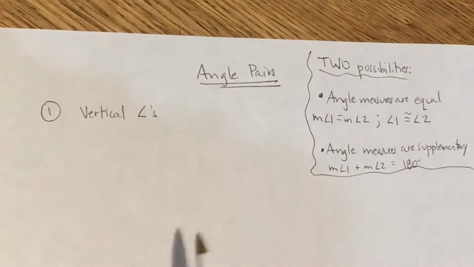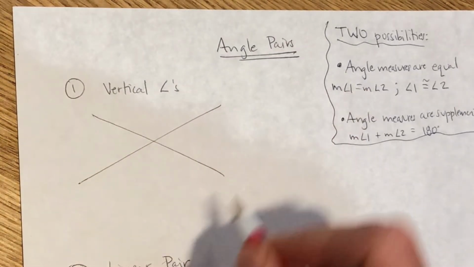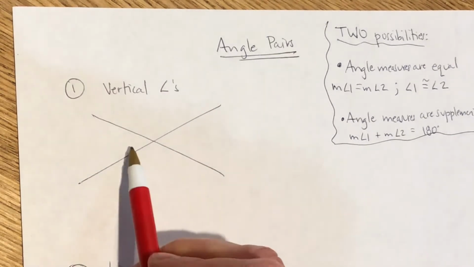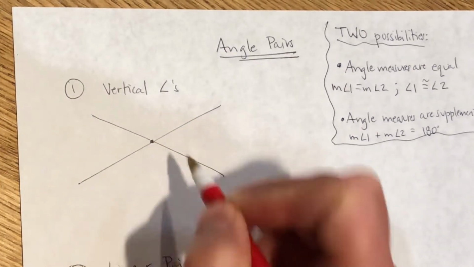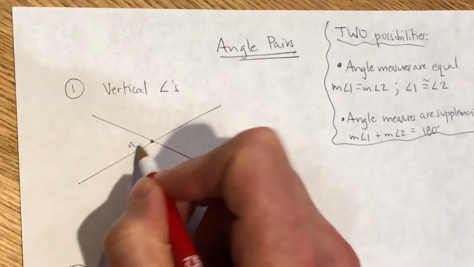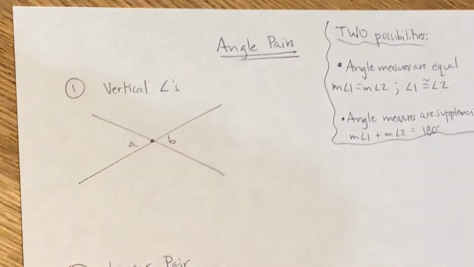So first things first, vertical angles. Anytime you have two line segments or rays that intersect and form an X, vertical angles are going to be the angles that are across from each other. So they share a vertex, but that's it. So that would be like angle A and angle B. And what turns out to be true, no matter what, is that these angles would be congruent to each other.